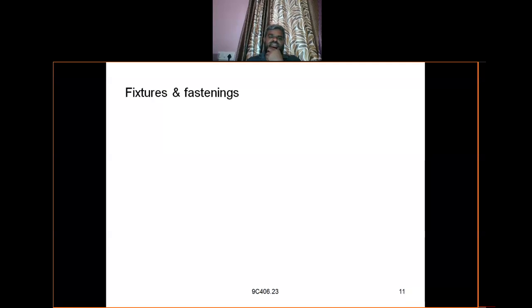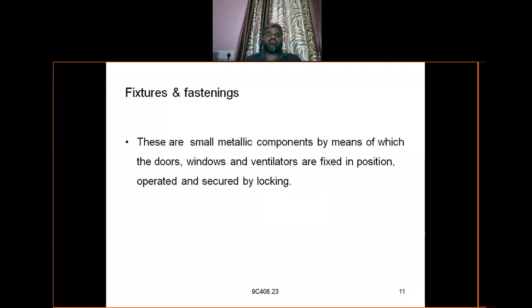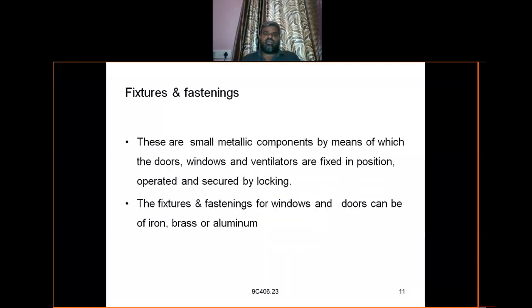And different fastenings and fittings in doors. These are small metallic components by means of which the doors, windows, and ventilators are fixed in position, operated and secured by locking. These fixtures and fastenings for windows, doors, and ventilators can be iron, brass, or aluminum.